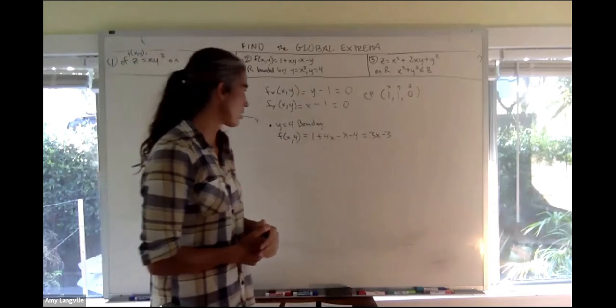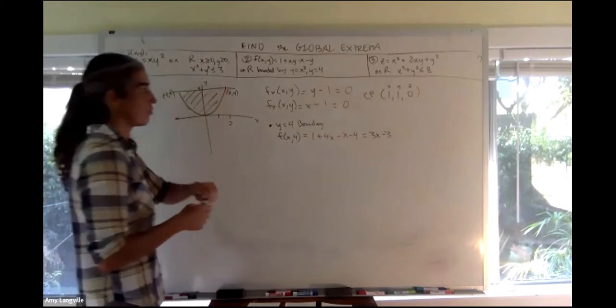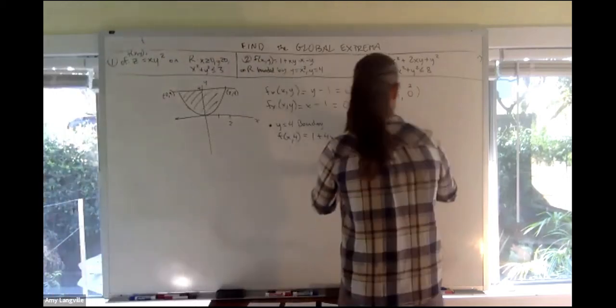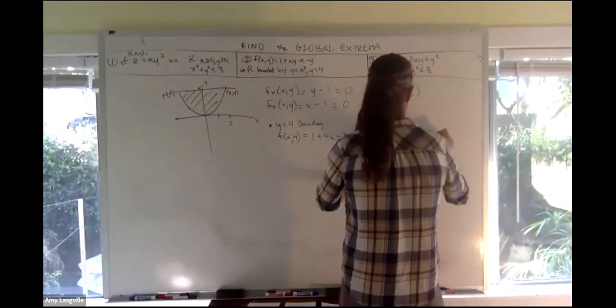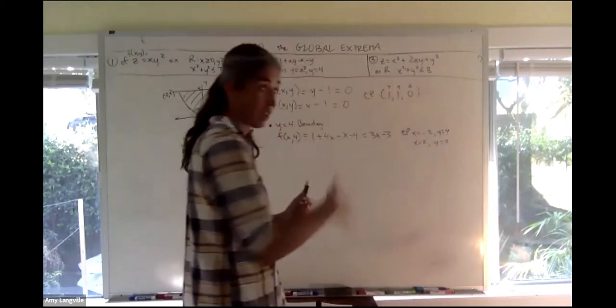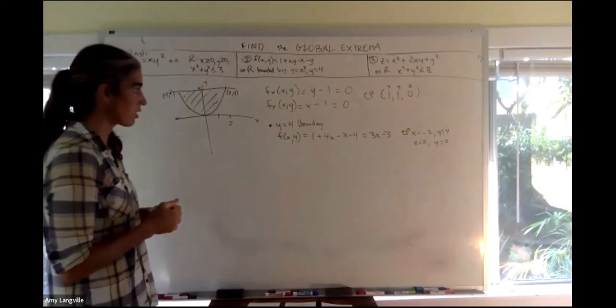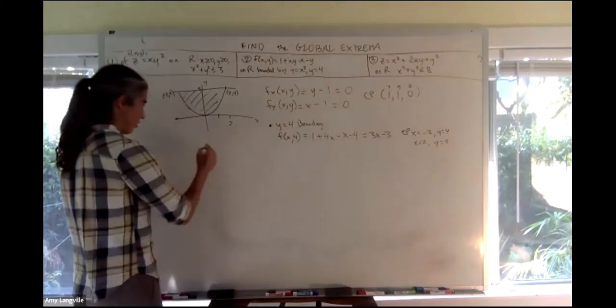And the endpoints on the y equals 4 boundary, x goes from -2 to 2. So we should add endpoints of x equals -2, y equals 4, and x equals 2, y equals 4. We need to check those when we start making our table of all the points that are of interest. Okay, let's go ahead and get that started here.